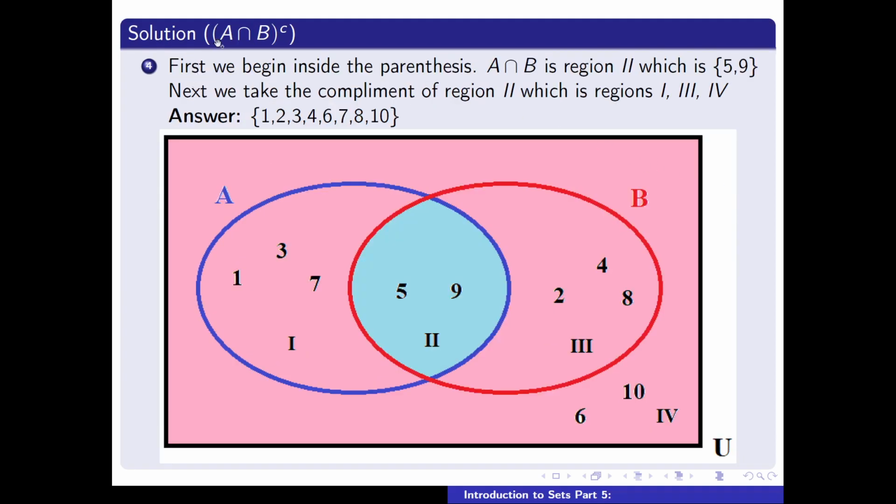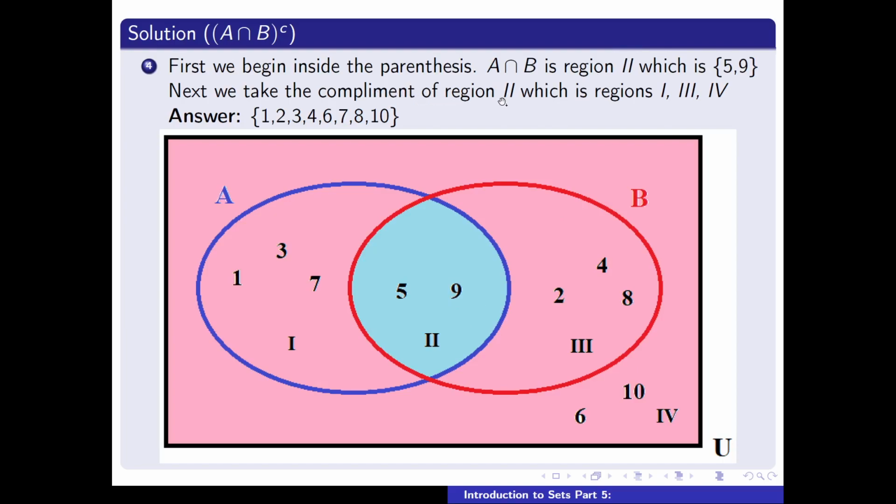So for this one, think order of operations, because we have order of operations with arithmetic. We also have them with sets, so we work within the parentheses. So we're going to first compute what A intersect B is. Well, we already did that. A intersect B is the region 2. As we see here in blue, that's our region 2. So we have the elements 5, 9 there.